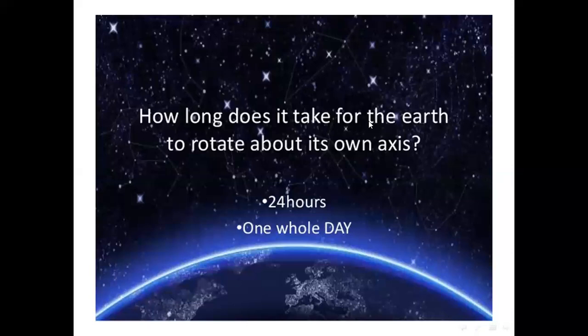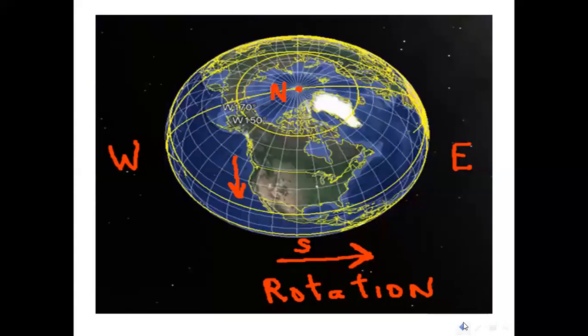How long does it take for the Earth to rotate about its own axis? Means the Earth takes how much time to rotate about its own axis? 24 hours. It means 1 day. The Earth spins just like a top on its axis. See, this is the movement of rotation.